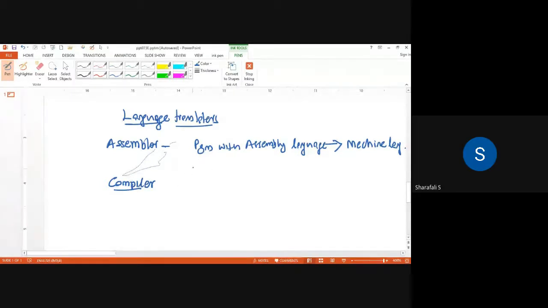Okay. So this assembler we will use to convert a program written in the assembly language to machine language. And the compiler and interpreter we will use when we want to convert a program written in any high level language, like Python, Java, C, or any such high level language, into machine language. In such a situation we use a compiler or interpreter. So now we'll discuss the compiler and interpreter.